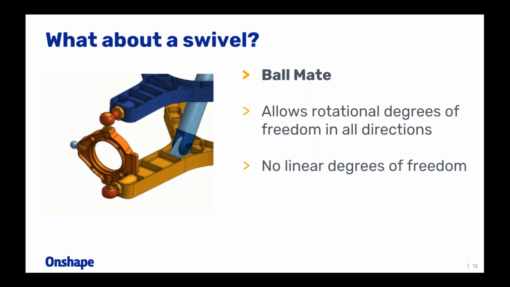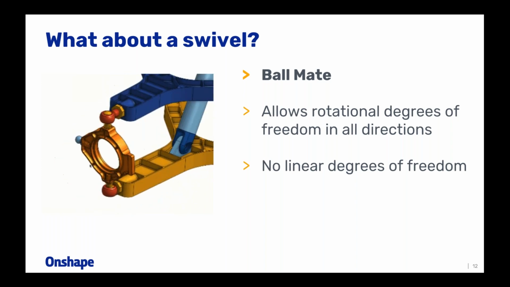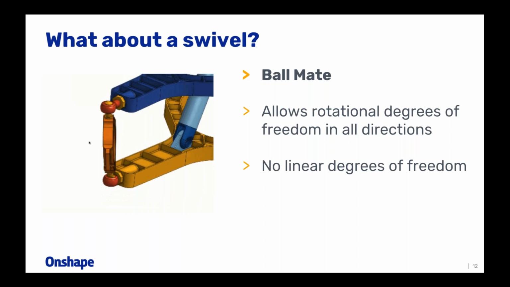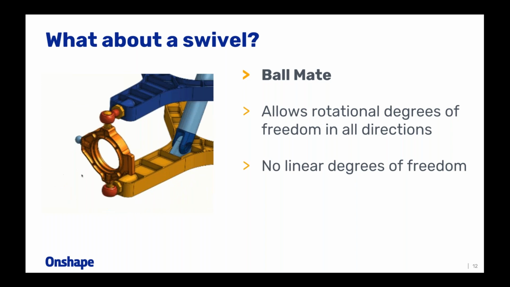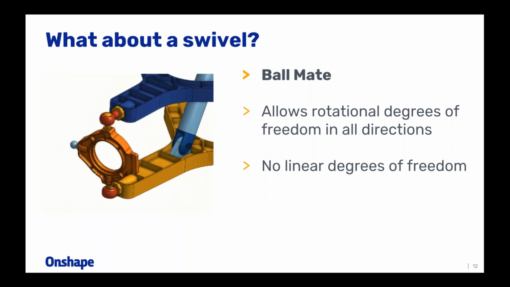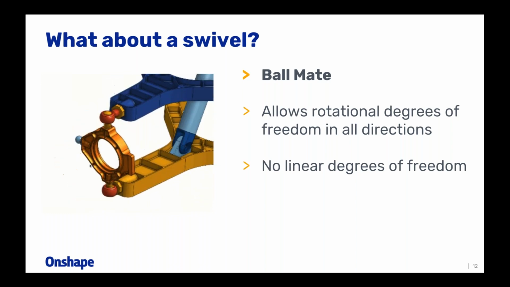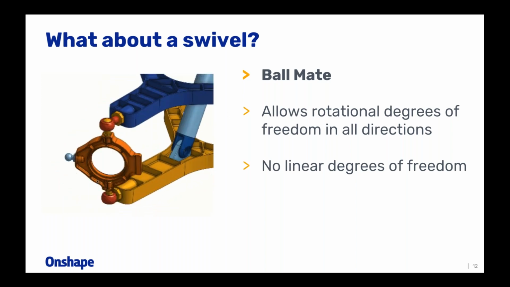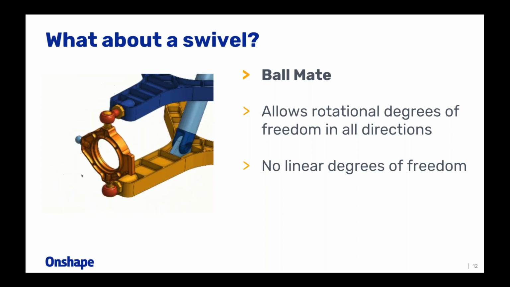And the short answer to this is the ball mate. The ball mate in Onshape allows you to rotate in all directions, but doesn't allow any linear movement up, down, left, or right, X, Y, or Z. Right, so perfect for the swivel on the eye scenario, the spindle. If you think of the classic independent suspension with swing arms and a spindle, the spindle would need to be free to pivot up and down and left and right. And so that's an excellent example of the ball mate. Right, it doesn't move in any direction, X, Y, or Z. It just rotates in all directions.